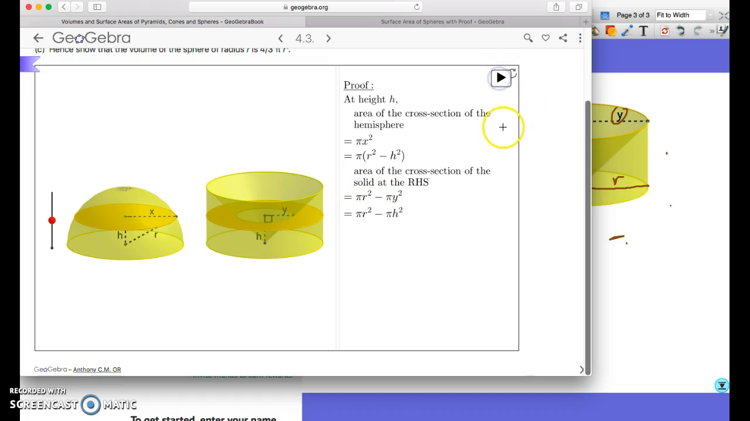Now if I move to the next step, this is the key part for you to understand. They now make the substitution: instead of pi r squared minus pi y squared, we're substituting in h squared.